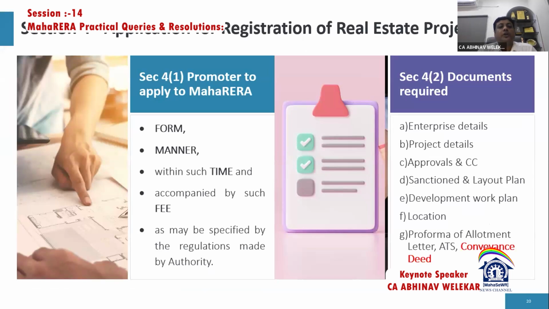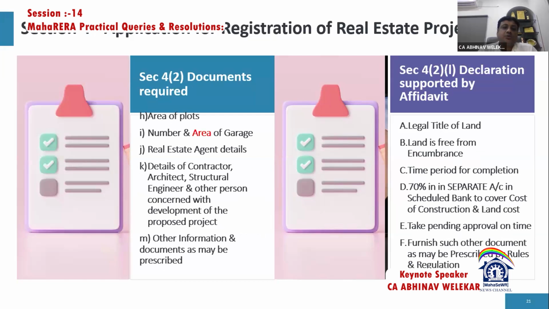So then, as we talked about, Section 3 specified which are the projects which have to be registered. Section 4 talks about the manner in which, or what are the forms or the documents that are going to be required for getting our project registered with the MahaRERA. So we will have to have approvals and the commencement certificate, the building permit will be required, the sanctioned layout plan will be required, the development plans will be required, the location of the projects. Then as we have just seen under Regulation 3B, the pro forma of allotment letter and agreement to sell has to be uploaded at the time of registration. Form B has to be uploaded. Then the area of the individual plots that we have to sell has to be uploaded. And all such finer details have to be uploaded at the time of registration.